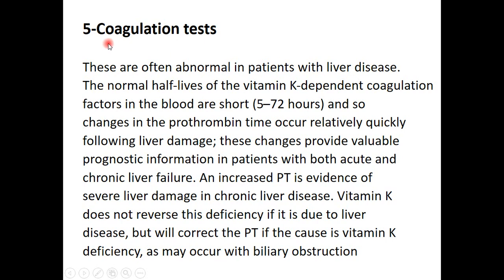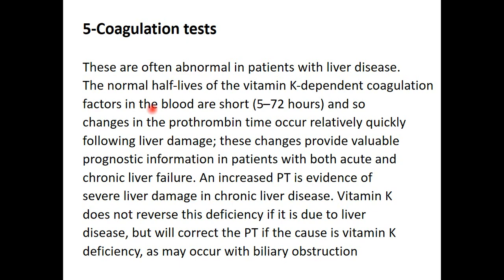So coagulation factor tests are often abnormal in patients with liver disease. The normal half-life of vitamin K dependent coagulation factors is short, 5 to 72 hours. So we see prolongation of the PT right away in liver disease. This is important from a prognostic point of view, as changes in prothrombin time occur relatively quickly following liver damage. These changes provide valuable prognostic information in patients with both acute and chronic liver disease.